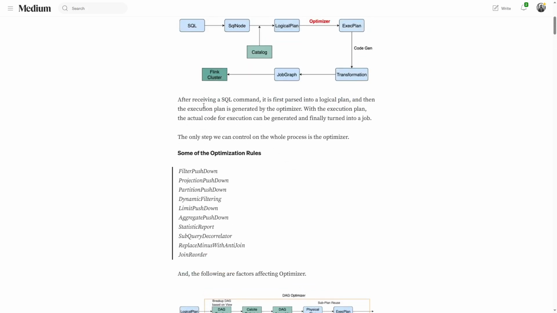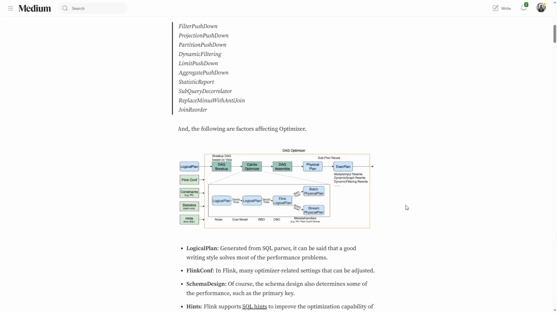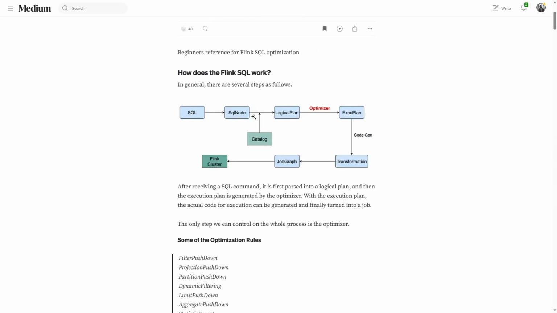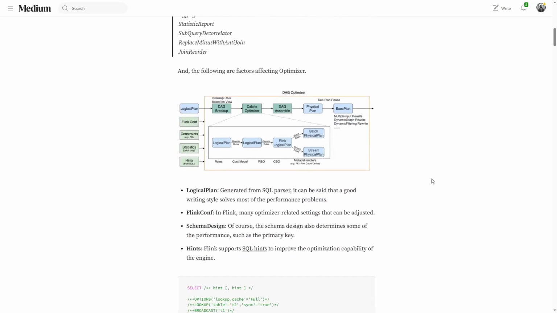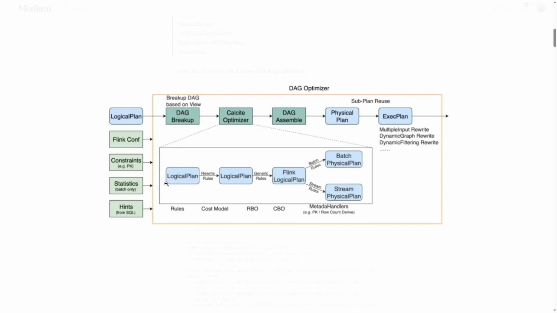Once we are doing this, we have multiple options, meaning the things that affect this flow, like which rules will be applied and which rules will not be applied. That is defined based on this. The DAG is broken up into the logical plan, the physical batch plan and everything, and then the execution plan is there.